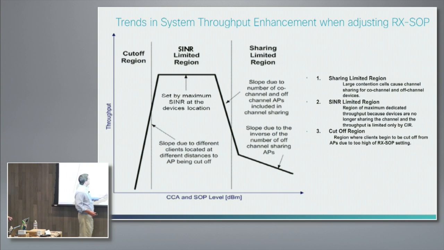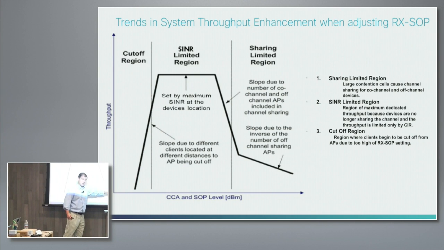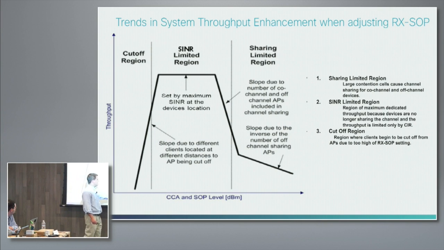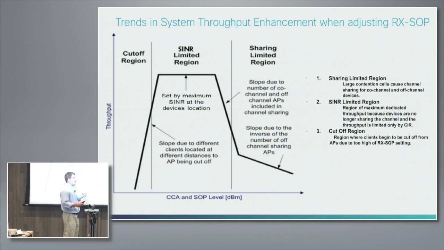So today we are over here. What I have is a trend line of throughput versus CCA start-of-packet level. The lower start-of-packet level over here, the negative 100 range, is where we are today. We're sharing, for a general trend of system APs. This is the sharing region where all these devices could be operating at a higher data rate if they were truly limited by their SINR. However, they're sharing due to contention regions. So you start raising your SOP threshold.